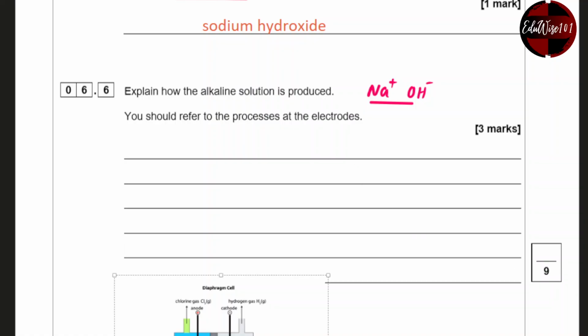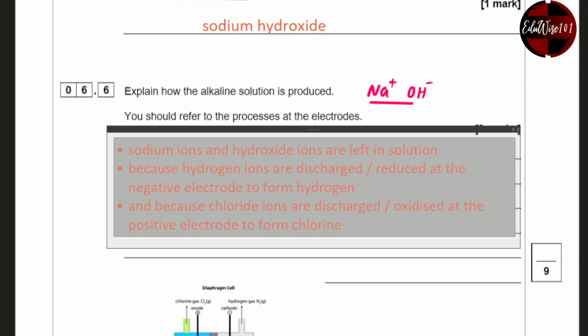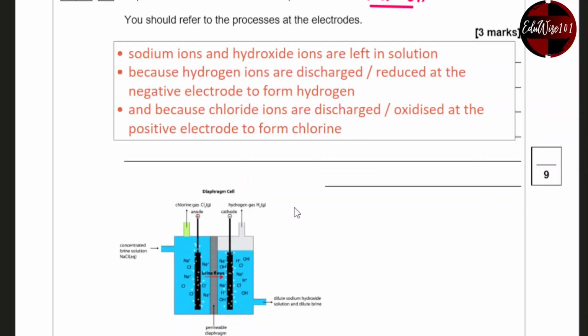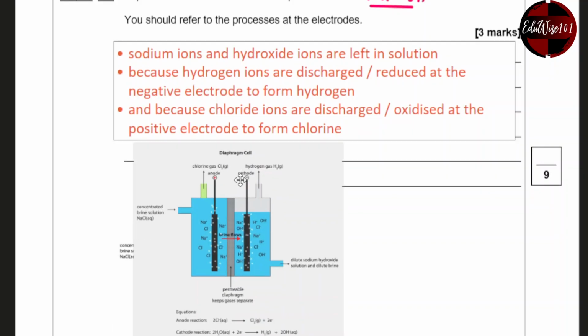Explain how the alkaline solution is produced. So your answer: sodium ions and hydroxide ions are left in the solution because hydrogen ions are discharged at the negative electrode to form hydrogen, and chloride ions, not chlorine ions, remember, chloride ions are discharged or oxidized at the positive electrode to form chlorine.